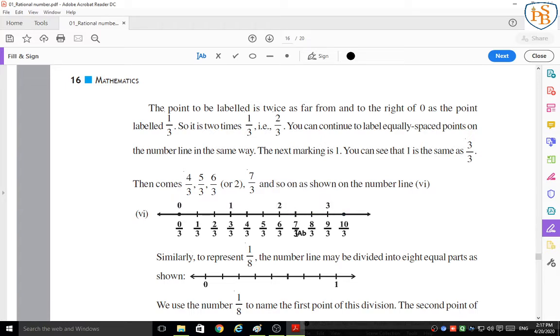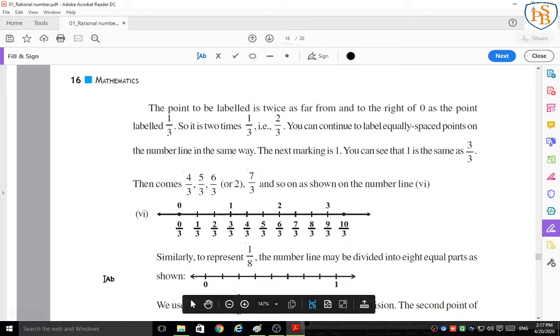Seventh line shows 7 upon 3, eighth line shows 8 upon 3, ninth line shows 9 upon 3, that is 3 ones are 3, 3 twos are 6 and 3 threes are 9. So this ninth line I can write here as 3. And the 10th point shows 10 upon 3.